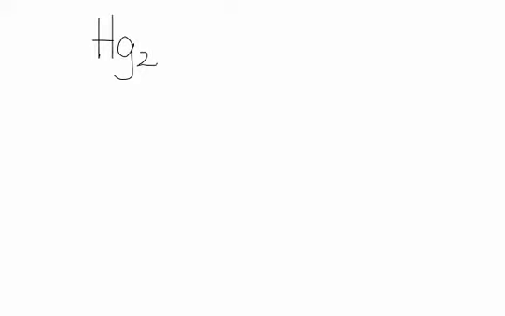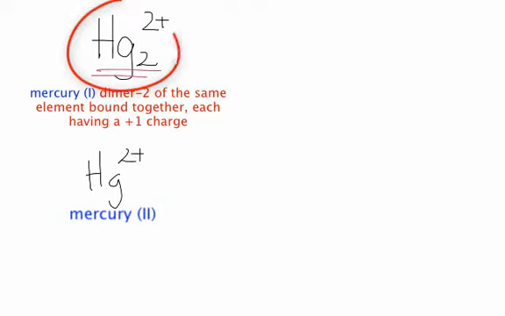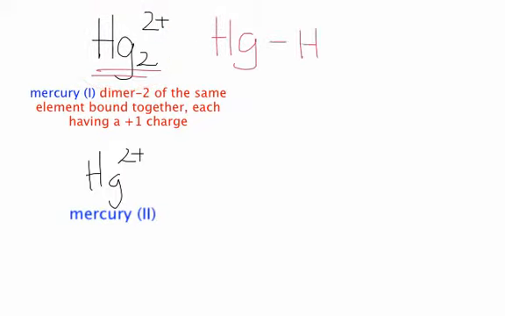Mercury's kind of special. There are 2 mercuries. Mercury 1, that's Hg2 2+, and a mercury 2, Hg 2+. This is a dimer. So in actuality, there's 2 mercuries bonded together, each with a +1 charge. That's why it's an Hg2, because it's bonded together, each with a +1. Since there's 2 of them, that's why it's an overall charge of a +2. So this is what mercury 1 looks like.